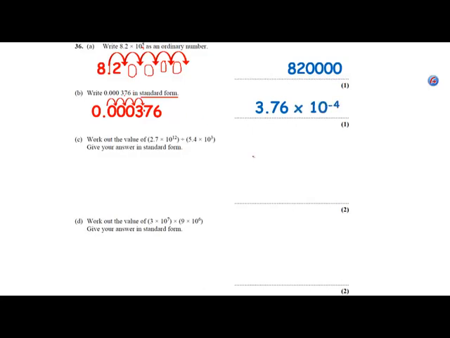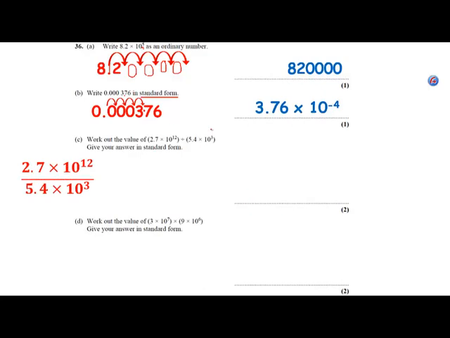Be very careful with that. This is a tiny number, so it's going to be a negative power. In part A, it was a very large number, and it was 10 to the 5, a positive number. Okay, make sure you relate to that. Let's look at part C.